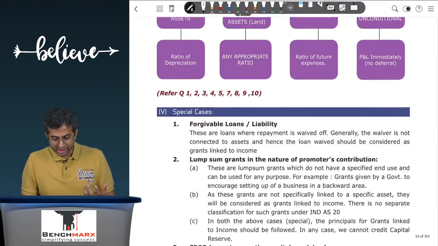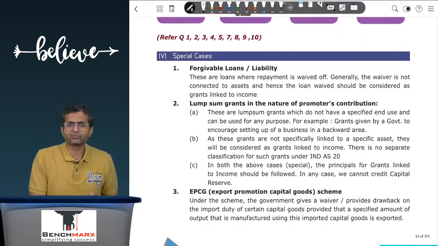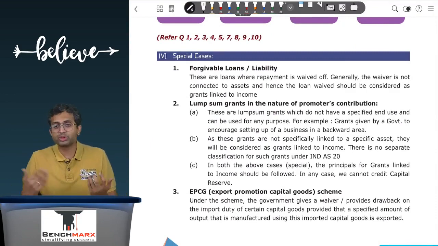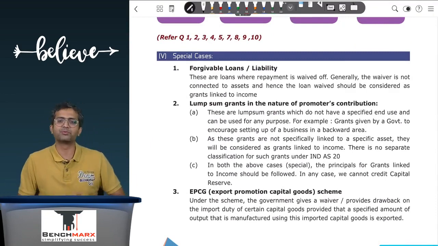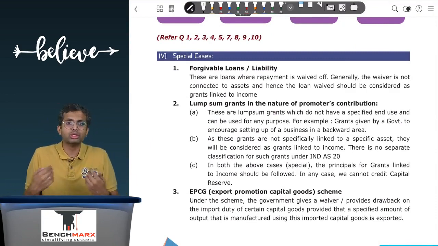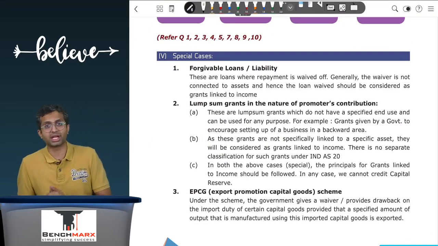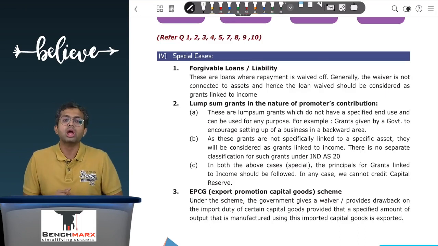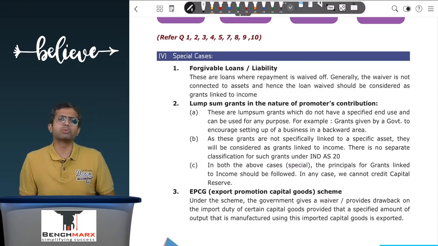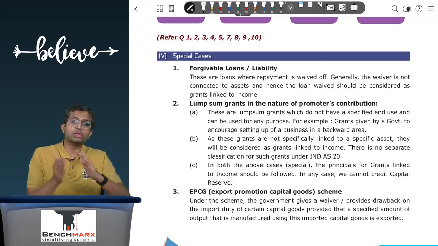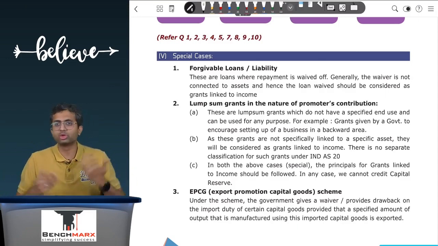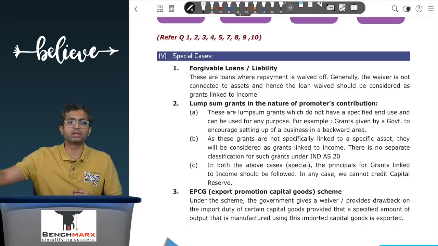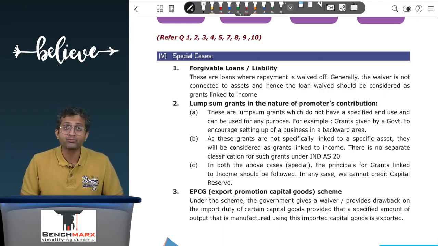A few special cases are discussed, like forgivable loans. Forgivable loans are like loan waivers which sometimes the government gives, typically sometimes before elections. So these are also not linked to acquisition of a specific asset. These are just general, in most cases unconditional waivers given, let's say, to farmers sometimes, in which case your entry will be loan account debit to, well, if it is unconditional, no further expense has to be specified, then to P&L account.